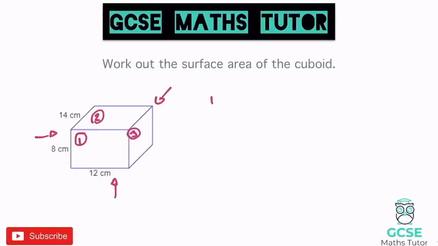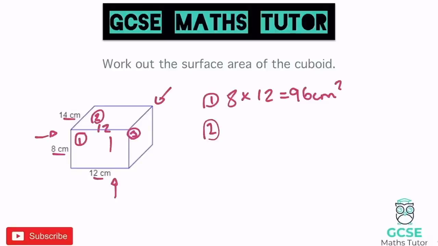So I'm going to do this in steps. I'm going to do the face number 1, which over here is 8 times 12. So 8 times 12 is 96 centimetres squared. Face number 2, the one on the top, we've got 14 along there, and it's not labelled, but this is 12 as well, the same as the bit below just down there. So that's 14 times 12.